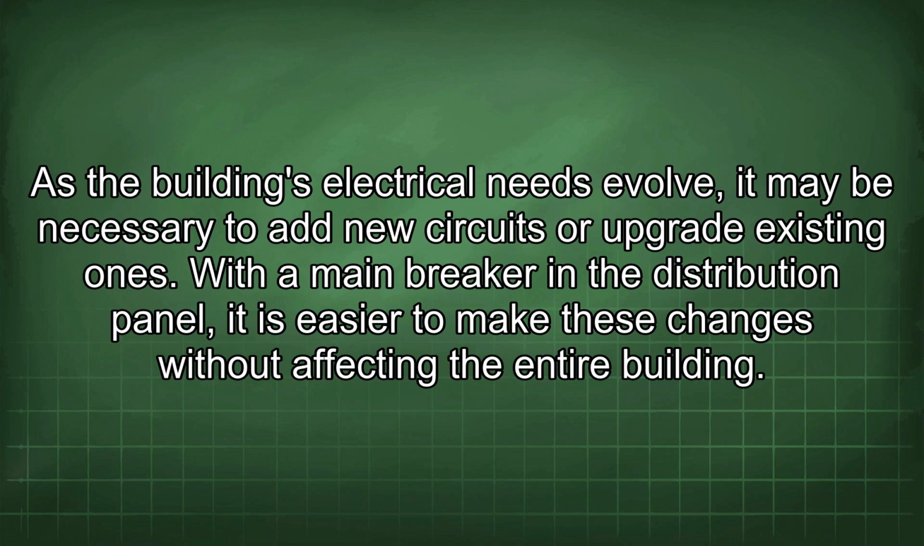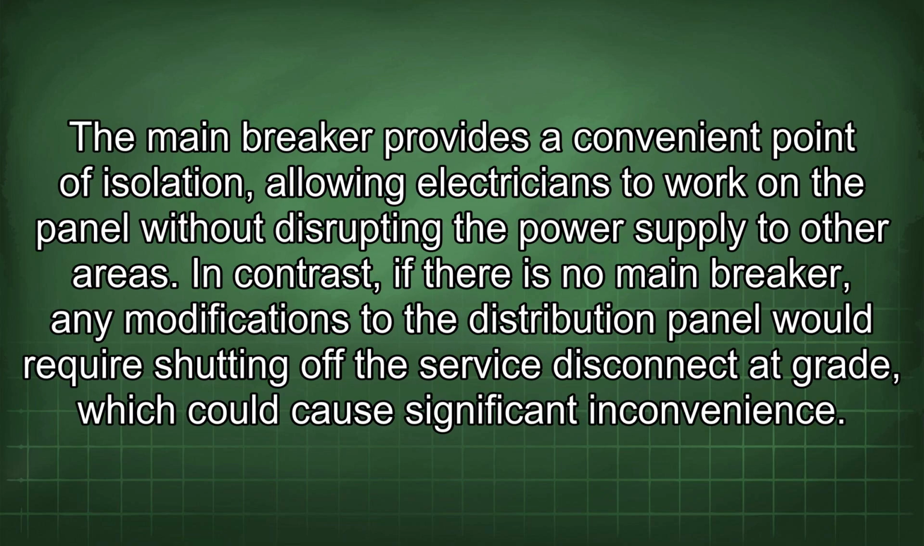As the building's electrical needs evolve, it may be necessary to add new circuits or upgrade existing ones. With the main breaker in the distribution panel, it is easier to make these changes without affecting the entire building. The main breaker provides a convenient point of isolation, allowing electricians to work on the panel without disrupting the power supply to other areas. In contrast, if there is no main breaker, any modifications to the distribution panel would require shutting off the service disconnect at grade, which could cause significant inconvenience.